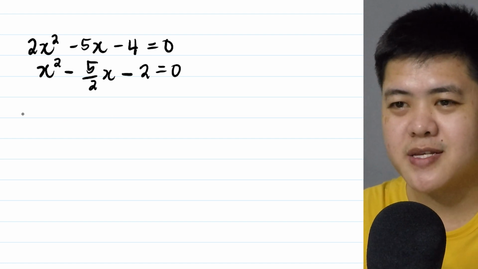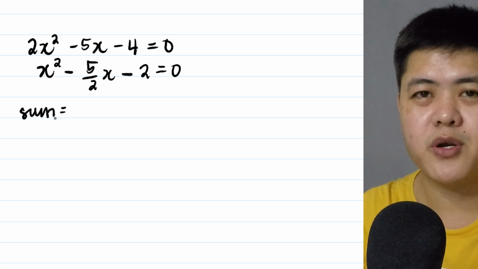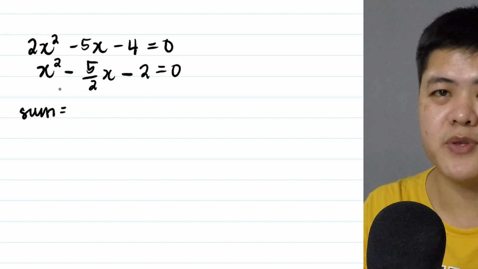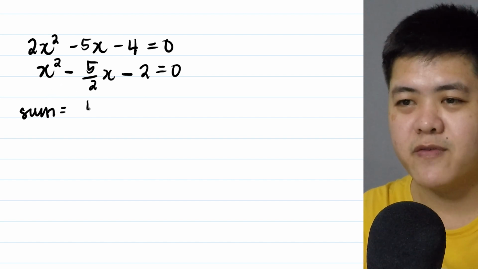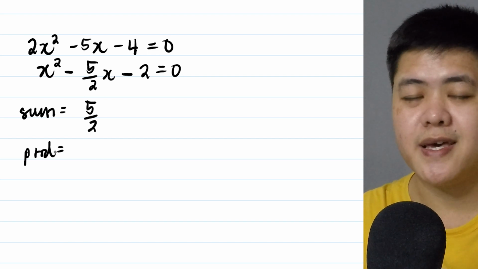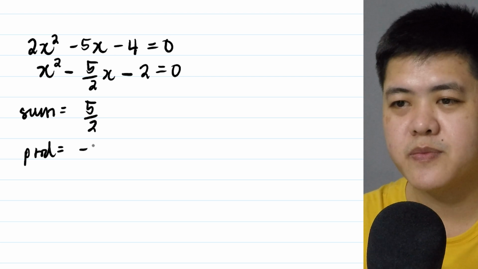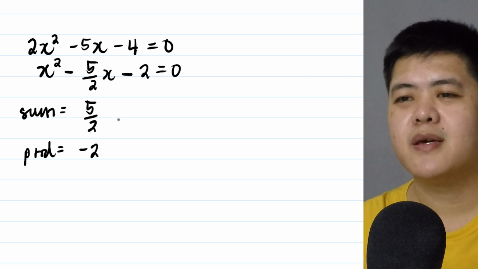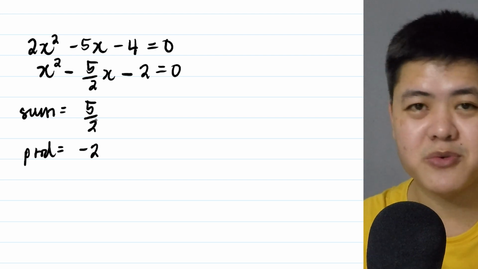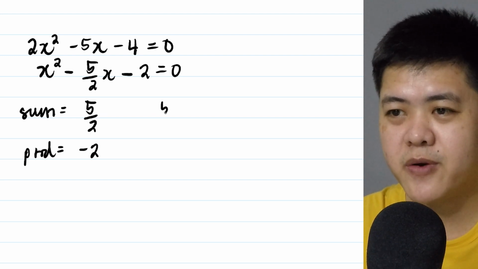Next, we need to get the sum and product of the roots. The sum is negative b over a. So, it's negative 5 over 2 times negative, that's positive 5 over 2 divided by 1. It's 5 over 2. The product of the roots is negative 2. C over a. So, it's negative 2. Okay. Now, what's the average of the roots? That's 5 over 2 times 1/2. Or 5 over 2 divided by 2, that's 5 over 4.